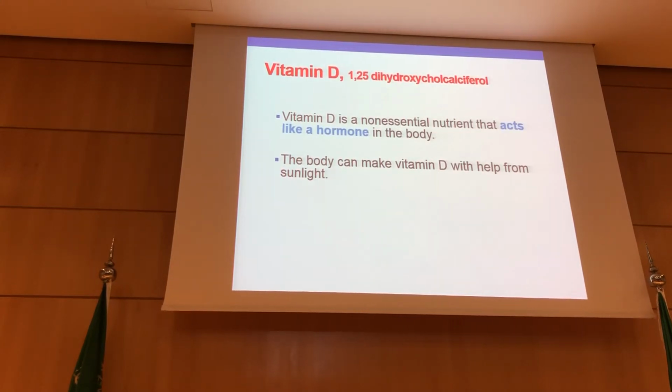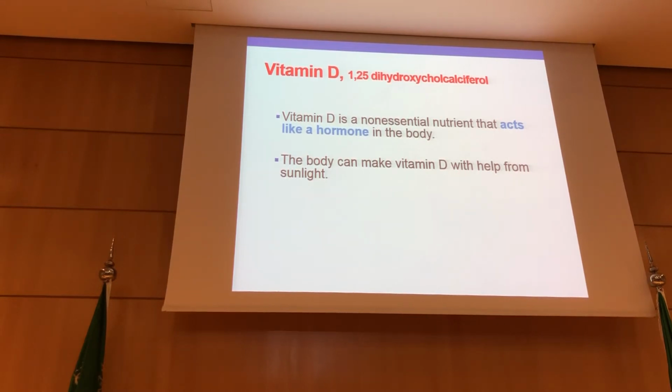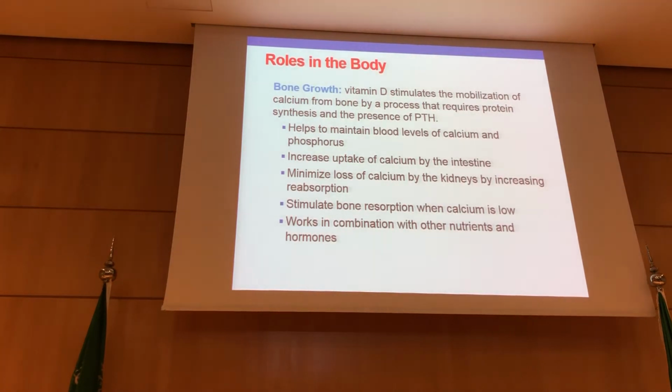Now we move to another vitamin, which is vitamin D. The active form of vitamin D is called 1,25-dihydroxycholecalciferol. It is considered a hormone because of its function. It can be synthesized by sunlight from cholesterol. I will show you in a minute.